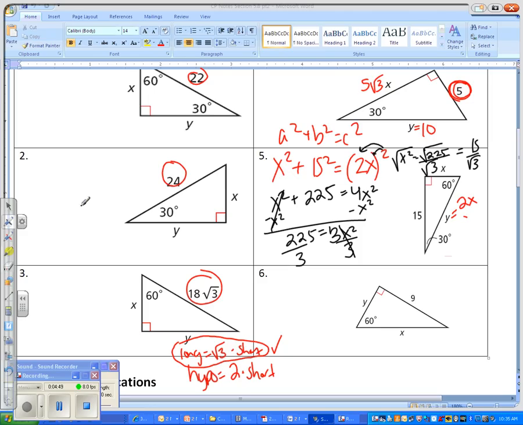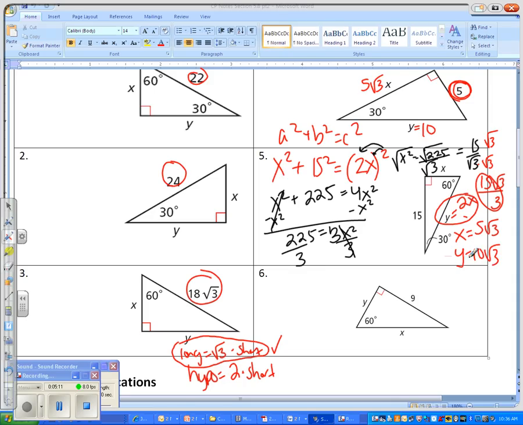And then we don't like a radical on the bottom. So what are we going to have to do? Multiply by radical 3, multiply by radical 3, and we're going to get 15 radical 3 over 3. And then we can simplify, and we can get 5 radical 3 equals x. And then y equals 2x. So 2 times this would be 10 radical 3.